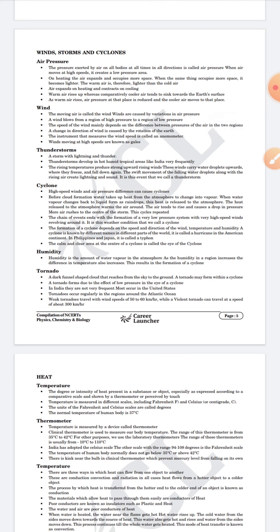Humidity. Humidity is the amount of water vapor in the atmosphere. As the humidity in a region increases, the difference in temperature also increases. This results in the formation of a cyclone.